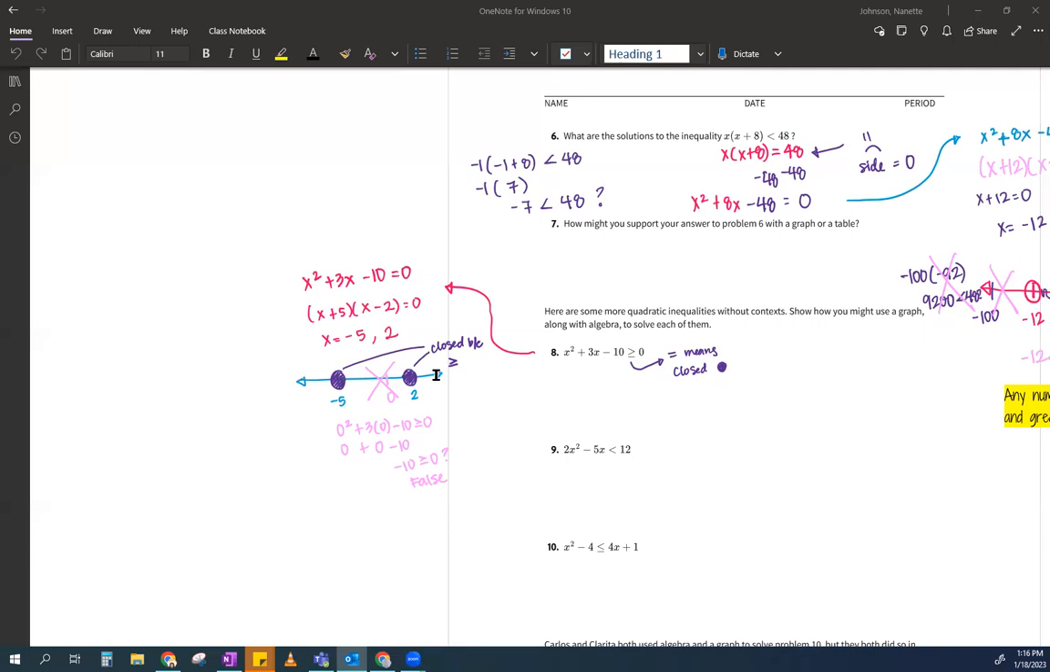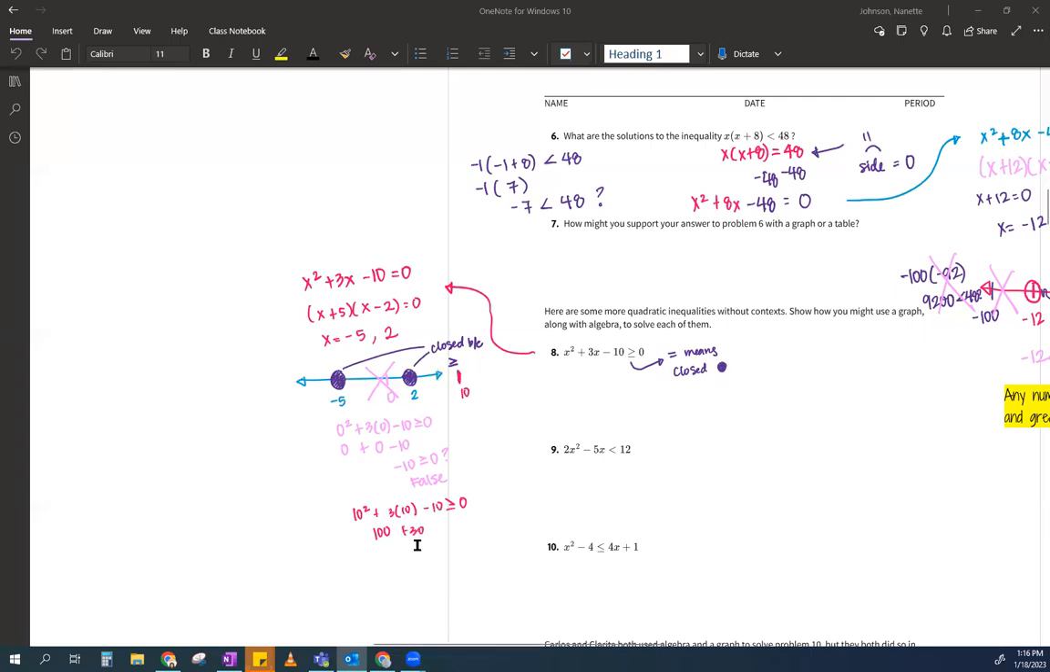So let me use this color here. Oops, that's the same color. Let me use this number. I'm going to pretend that's the number 10. And I'm going to plug it in. So I got 10 squared plus 3 times 10 minus 10. Is that greater than or equal to 0? So I get 100 plus 30 minus 10.